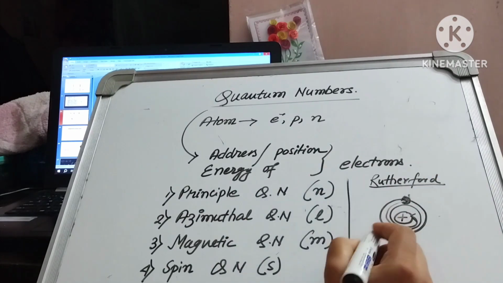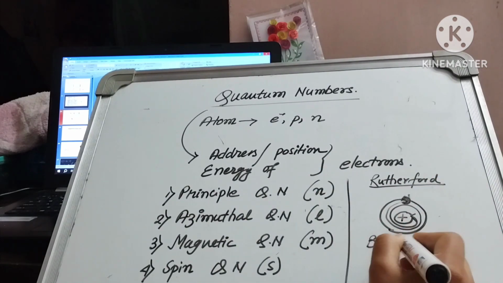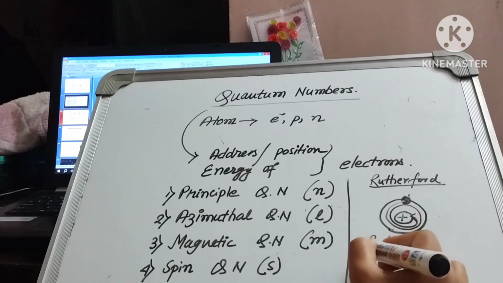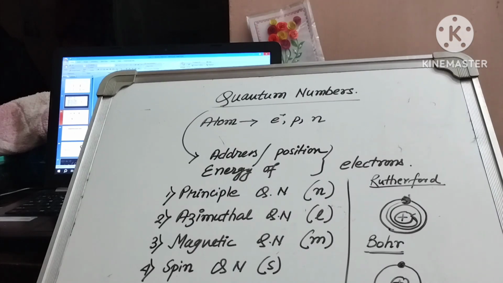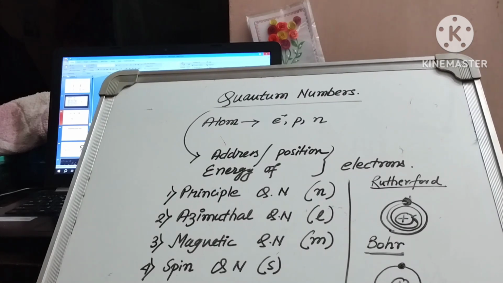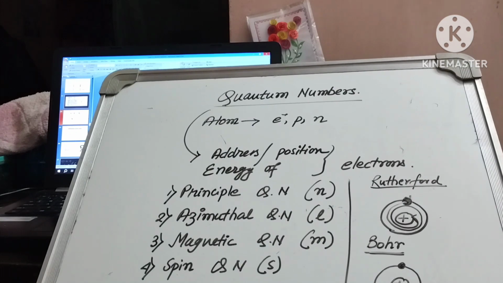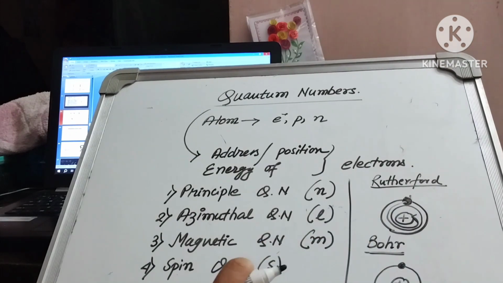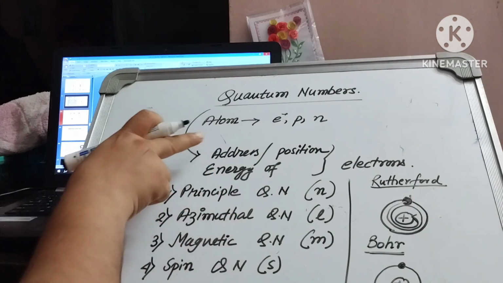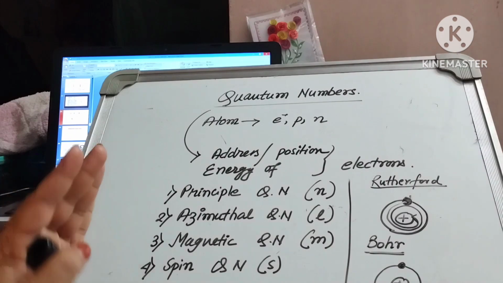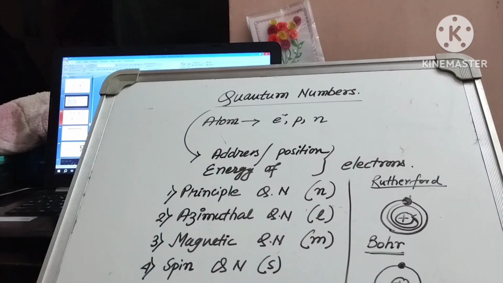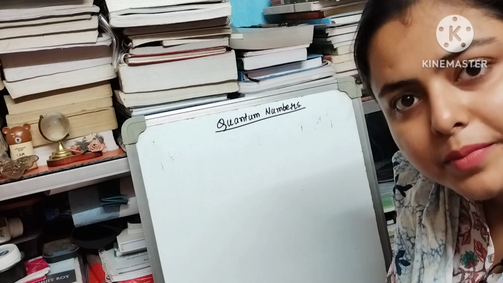Then the atomic model proposed by Bohr fixed this problem, giving the solution that when an electron stays in an orbit, that orbit has a particular energy. That means according to Bohr's model, the electron always has a particular energy. So by the quantum numbers we can guess the position and of course the energy of electrons, by the four quantum numbers n, l, m and s. So there are four types of quantum numbers.